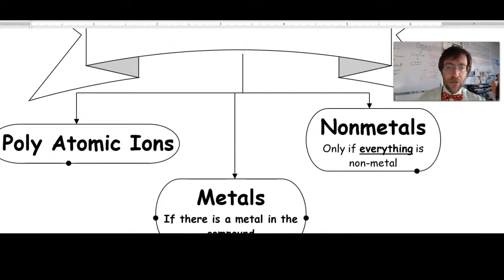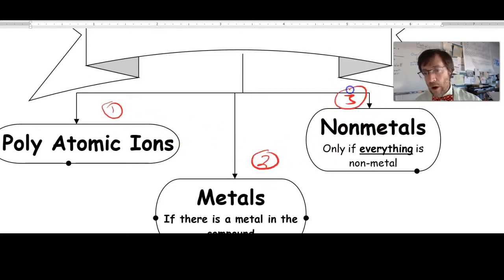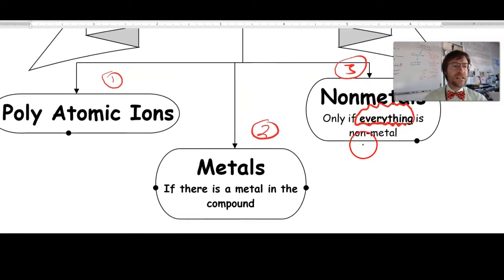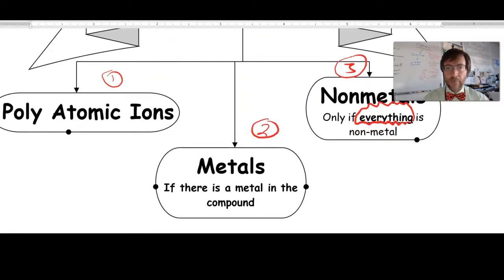And here's the deal. We got 3 categories. The first category is polyatomic ions. We're going to talk about that. The second category are metals, and our third category are nonmetals. And this is only if every single thing, everything in the compound is a nonmetal. It's the only way we can touch that third one. Okay? So let's dig in here for a minute.